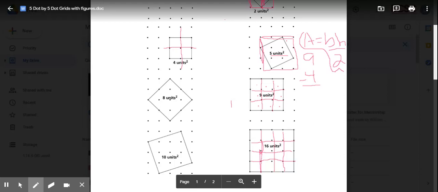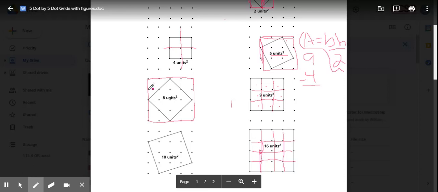6 units squared, as I mentioned in one of the questions, is one of those squares that's not going to be easy to find the area. And you're going to have to think about why. Why is it not easy to find the area of a square that is 6 units? So let's look here and think about 8 units squared. So we have to do the same thing.